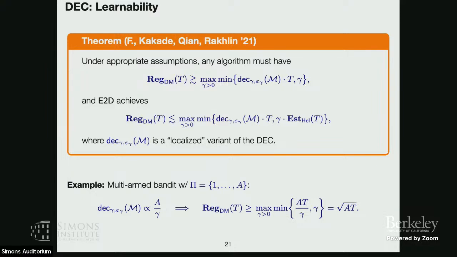I'm not being precise about this. I can go into more detail about this offline, but this is basically the DEC for a ball around M bar, where the ball depends on some parameter epsilon of gamma, which depends on gamma.